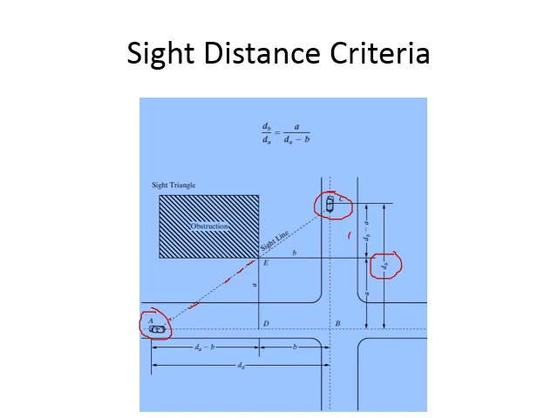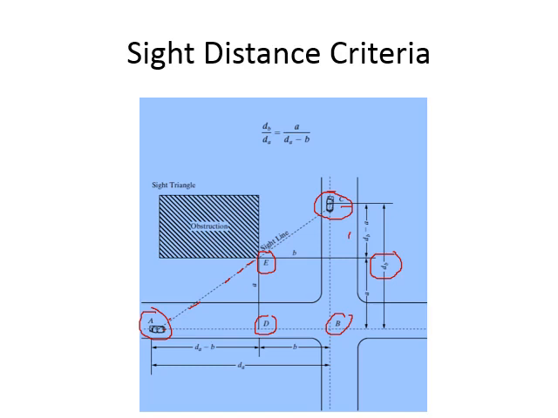Now you can see point A, point C, and point B, which is an intersection point. These points are making a right angle triangle. Point A, point E, and point D is also making a right angle triangle. Point A is the point of the driver, point E is the point where the obstruction is, and point D is the perpendicular point on the road. So AED is a right angle triangle, and ABC is a right angle triangle.